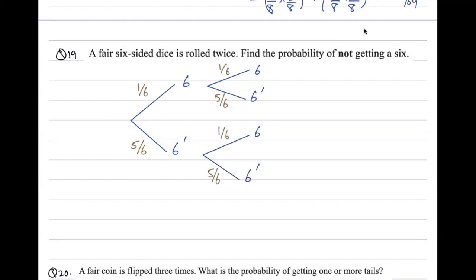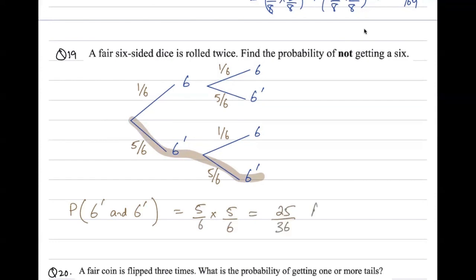Now the question says find the probability of not getting a 6. The probability that you do not get a 6 on two throws. So not getting a 6 and not getting a 6. So that is simply this branch, not getting a 6 and not getting a 6. So 5 upon 6 times 5 upon 6, that is 25 upon 36. Clear?